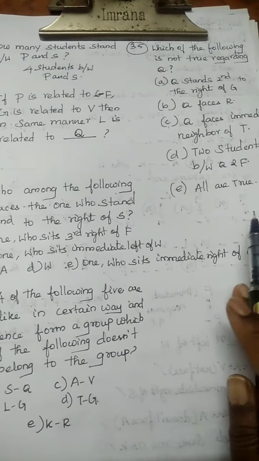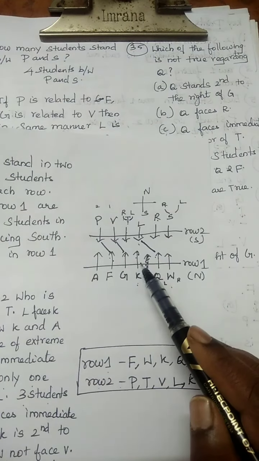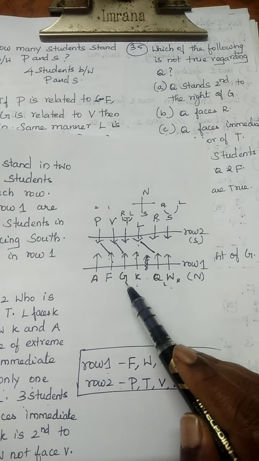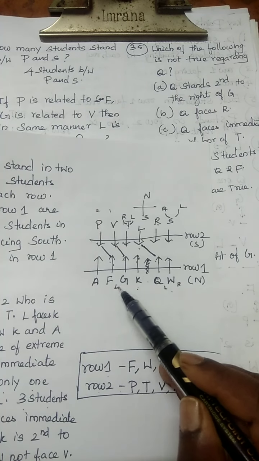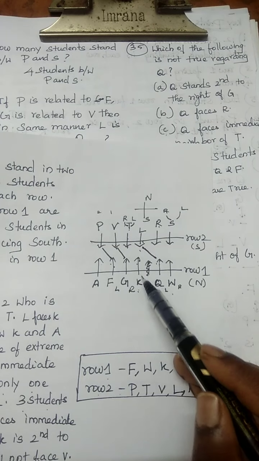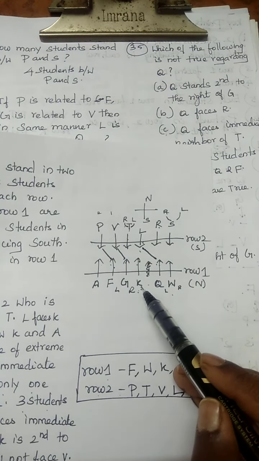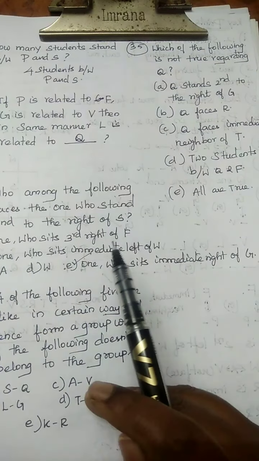Check out the fifth option. One who sits immediate right of G. L faces some person who sits immediate right of G. Yes, this is left of G and this is right of G. L faces the immediate right of G. That means K. So option E is the right answer.